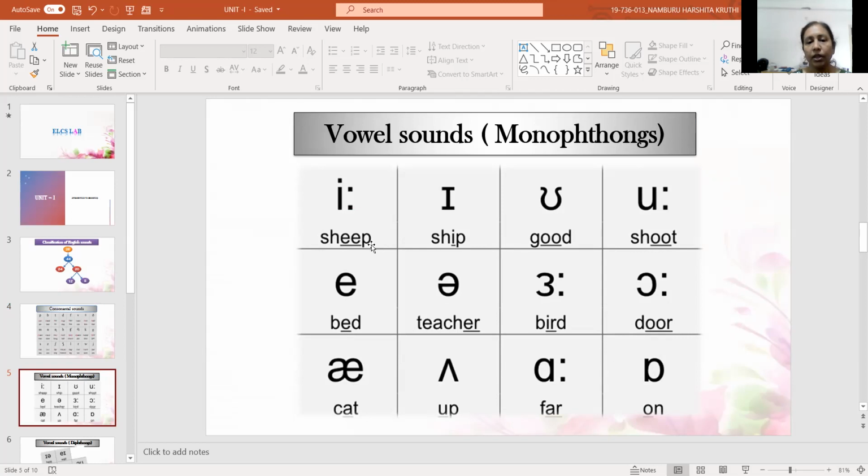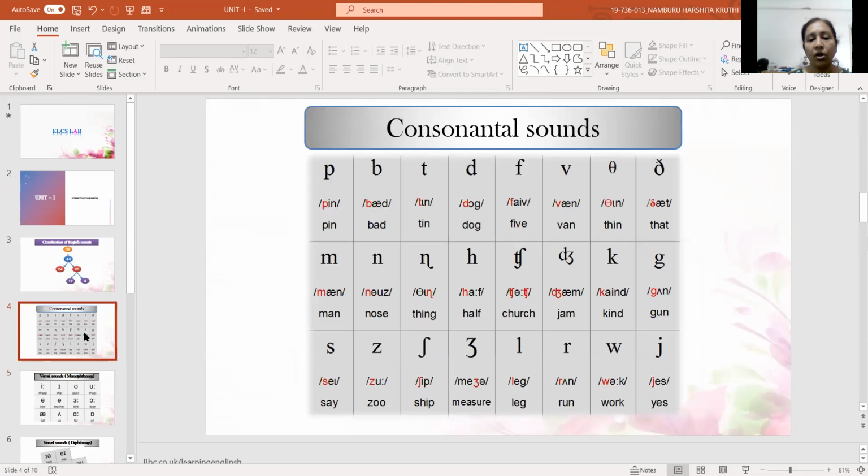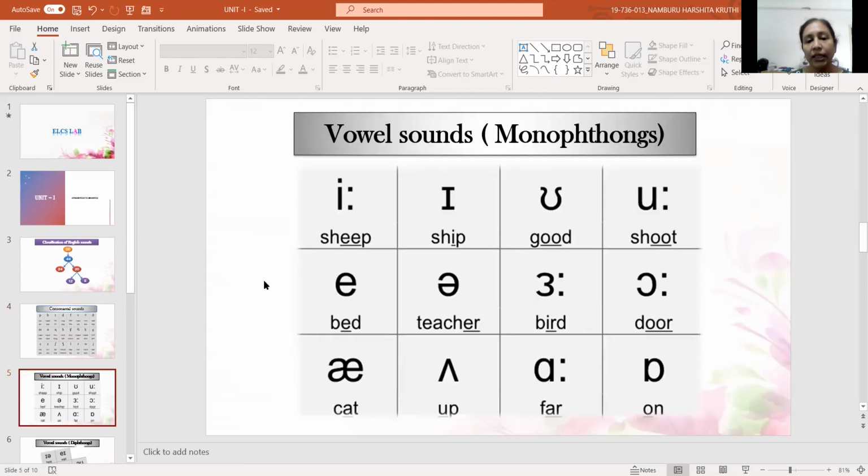For example, let us understand how many sounds are there in sheep. Okay, so sh, e, and p. These are the three sounds which are in sheep, the word sheep. We can give the symbolic representation of these words. One is sh sound. If you look at the consonant sounds, this is the one. Okay, so sh sound. Then we have e sound and p sound, right?